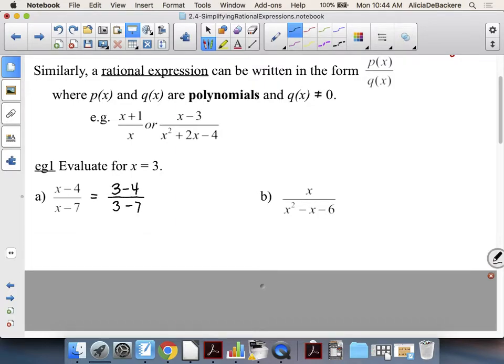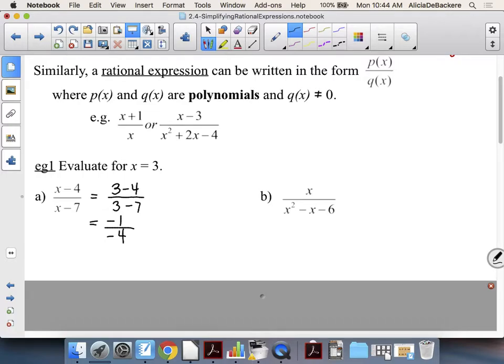And then from there, I'm just going to subtract in the numerator and subtract in the denominator. I know that there are no shortcuts if I'm subtracting or if I'm adding. So I just need to do the subtraction and do the subtraction. And then I can simplify this. -1 over -4 is the same as +1 over 4.